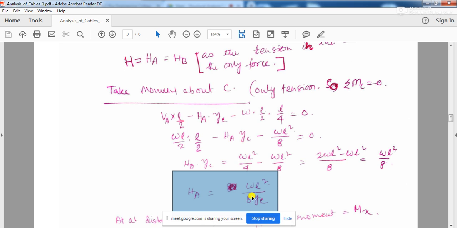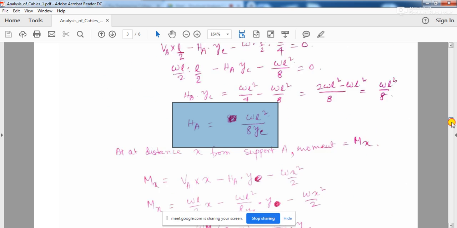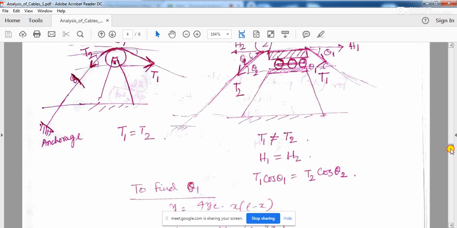You see, YC is nothing but the dip of the cable. So to find out the maximum tension in the cable, what will you have to do? You will have to first find out HA and you will have to first find out VA. So in the problem, if you observe, let me go to the problem again.